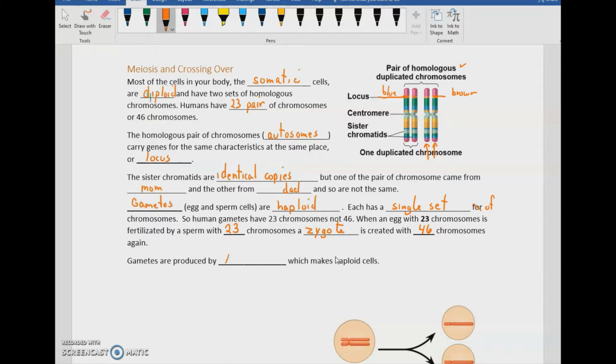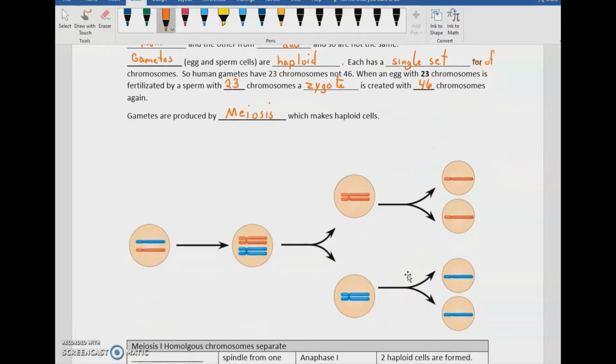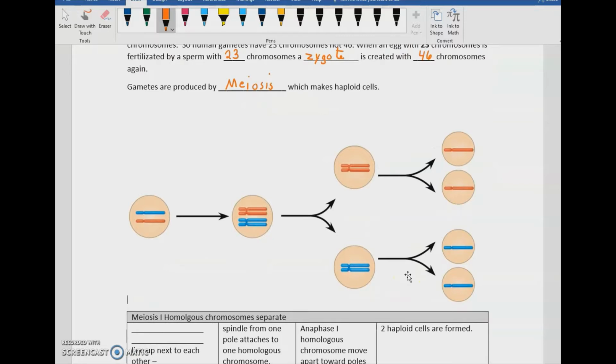So gametes are produced by a special process called meiosis, and it's going to make haploid cells. This is an overview of meiosis. We start here with a diploid cell and a pair of homologous chromosomes. So this is a matched pair. One of these chromosomes came from dad and one came from mom.